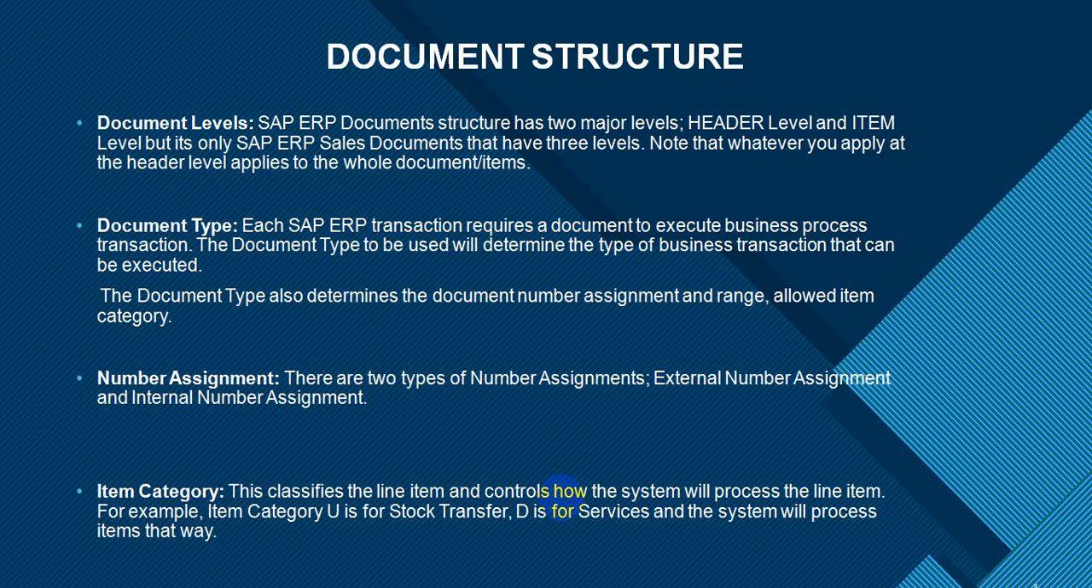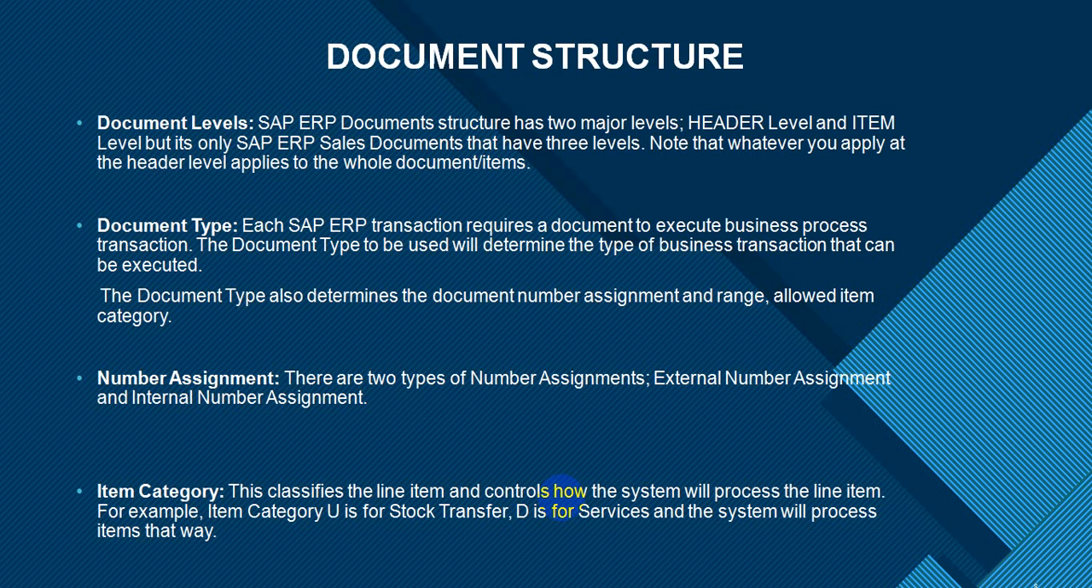Then you have the document types. Each SAP ERP transaction requires a document to execute business process transactions. The document type to be used will determine the type of document transaction that can be executed. The document type also determines the document number assignment and the number range. Then it also determines the allowed item category.